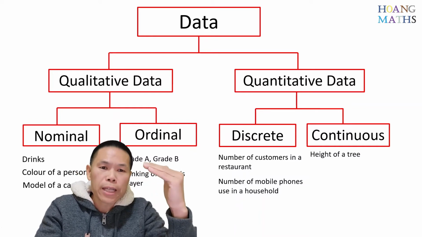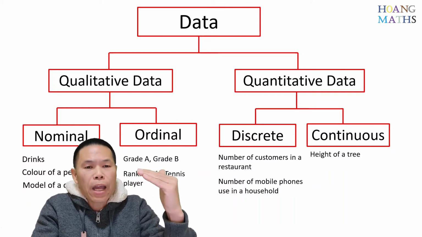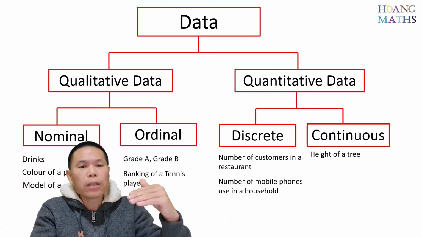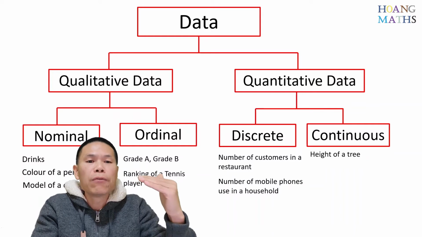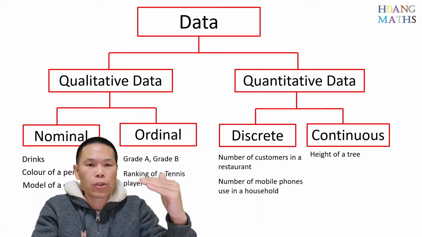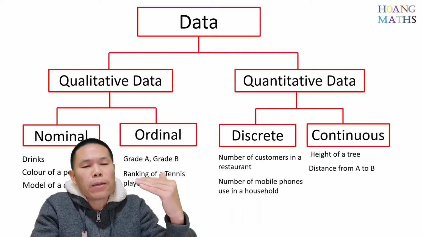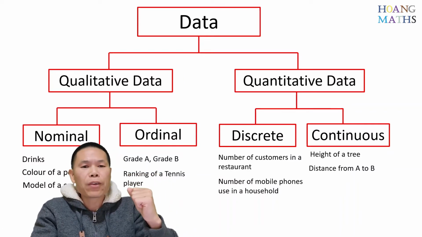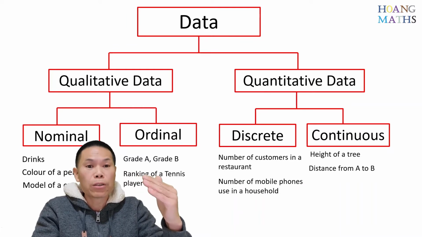And then continuous data is something to do with decimals. For example, the height of a tree. It can be 1.5 meters, 20 meters, 20.1, 20.4, or 15.8, or 5.6, and so on, right? So it involves decimals. Therefore, continuous data. And the other one is the distance from one place to another place. It can be 28.5 kilometers or 20.6, 15.8, 5.4 kilometers, and so on. So it involves decimals. Therefore, it's continuous data.